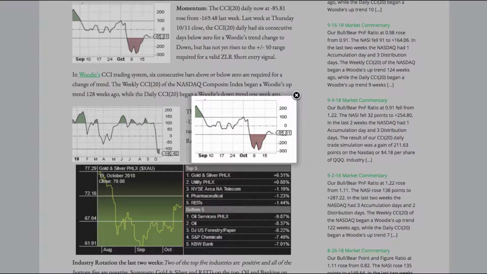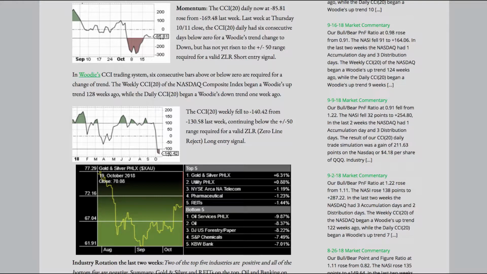Momentum. The CCI 20 daily, now at a negative 85.81, rose from a negative 169.48 last week. Last week at Thursday 10/11 close, the CCI 20 daily had 6 consecutive days below zero for a Woody's trend change to down, but has not yet risen to the plus or minus 50 range required for a valid zero line reject short entry signal. In Woody's CCI trading system, 6 consecutive bars above or below zero are required for a change of trend.